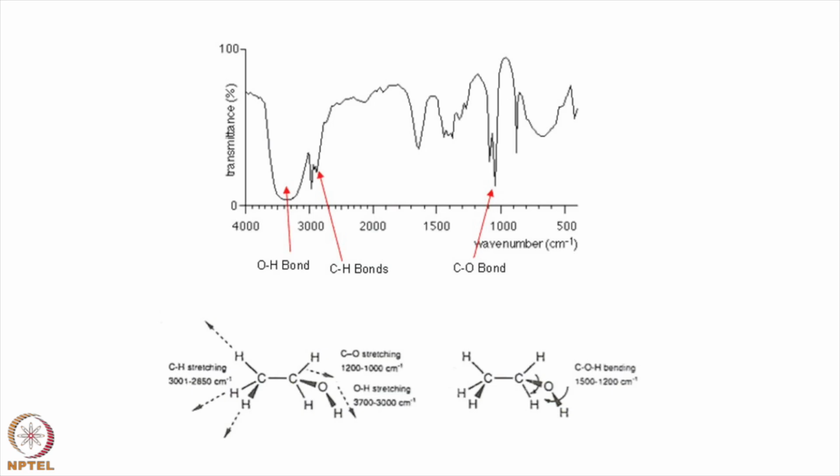It has a CO stretching which is 1200 to 1000 centimeter inverse, and then OH stretching, that is water also has, 3700 to 3000. COH bending, you have a frequency 1500 to 1200. So, these are typical frequencies that you have from the ethanol, and you can find out what is there.